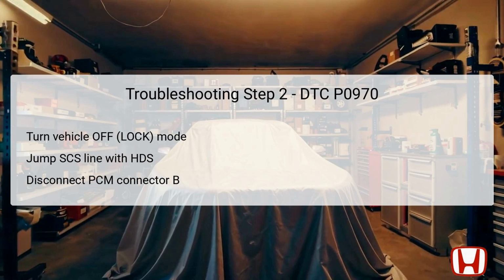For this step, start by ensuring the vehicle is turned off and in the lock mode. This is crucial before performing any electrical checks to avoid any accidental shorts or damages while handling the wiring. Next, you'll use the HDS to jump the SCS line, an abbreviation of the service check system, for more than 1 minute. This process allows the diagnostic tool to run checks on the connected systems.